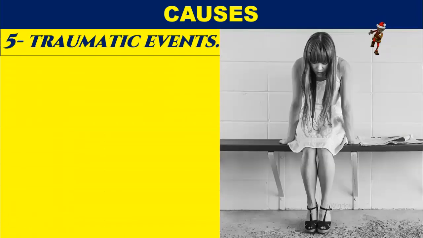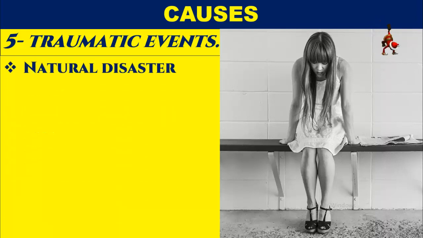Number 5, a traumatic event. Traumatic events can cause stress. For example, natural disasters like heavy rain, volcano, etc. Theft. When you are a victim of theft, when your cell phone is stolen, when your car is stolen, when your house has been robbed, when your money is stolen, this is theft. It can be stressful. When you are a victim of rape, or one of your friends or your family members is a victim of rape, it can be a source of stress.